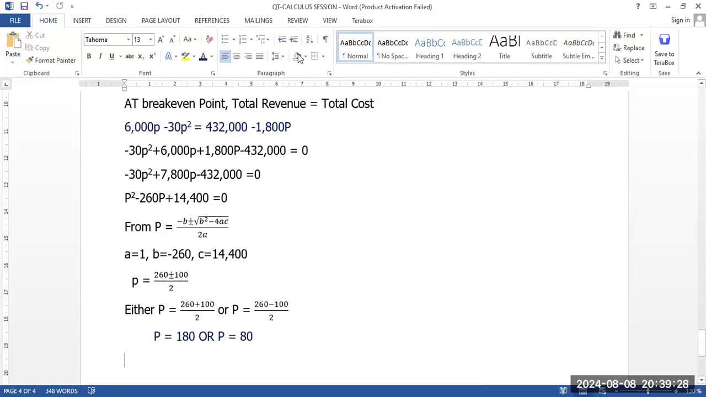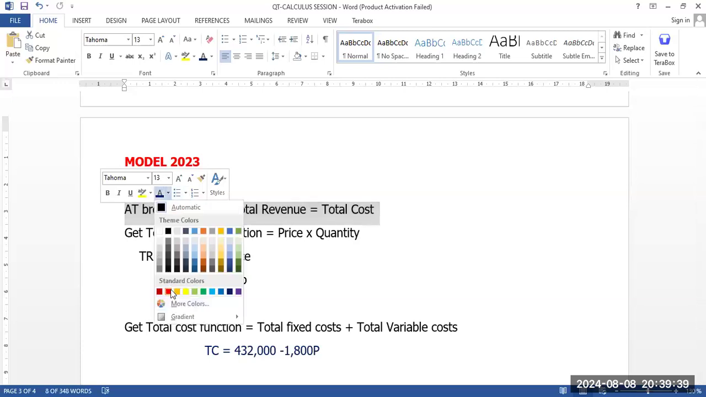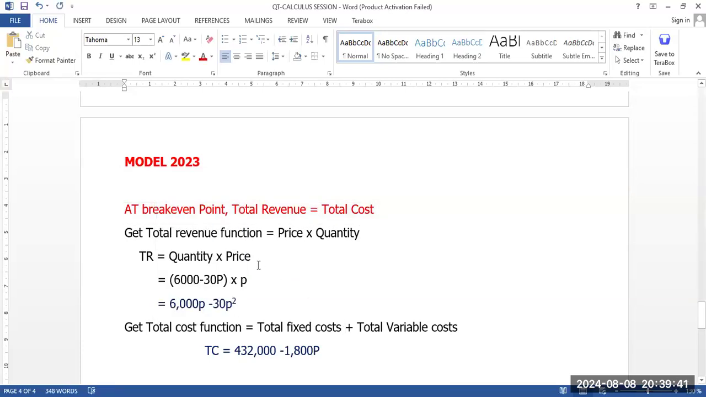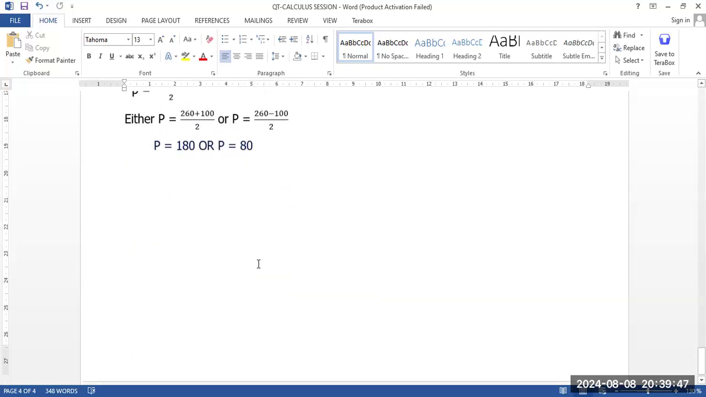Any question here? So take note that at the break-even point, total revenue is equal to total cost. Okay, we are done with that.